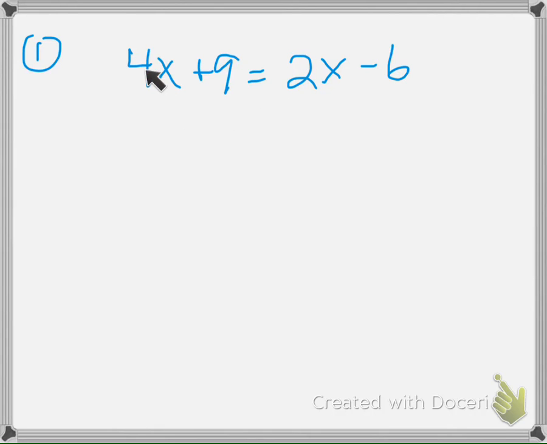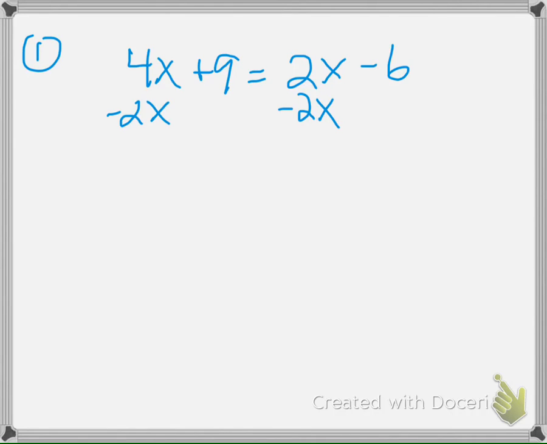So I have a 4x over here and a 2x over here. To solve these, I want to get x onto one side. That's the very first thing I need to do. So I could either subtract 4 on both sides, or I could subtract 2x on both sides. Now I know it's going to be easier to subtract the 2x on both sides. So I'm going to do like that.